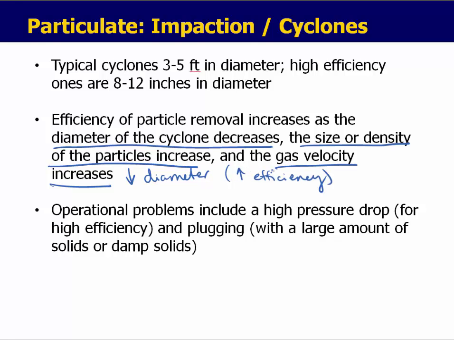The operational problems that are common with cyclones are that there is a high pressure drop across the system, and so you need to limit that pressure drop as much as possible. And finally, they can be prone to plugging with a large amount of solids that are damp, which clog that hopper, that outlet, especially if you're using a high efficiency system which has a small diameter.